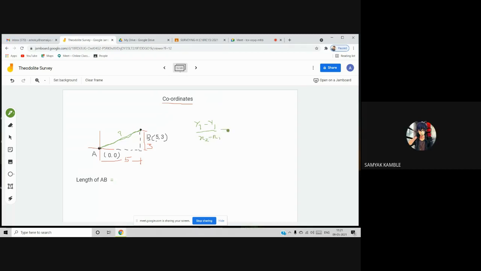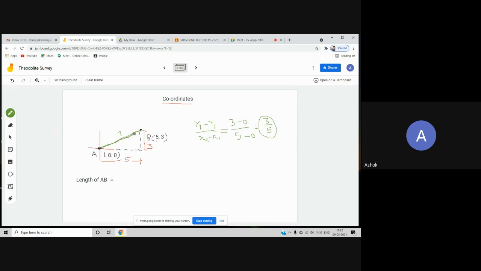So this will give y2 is how much? 3, 3 minus 0. x2 is 5, 5 minus 0. So we'll get 3 by 5. So what is this 3 by 5? This is how we can get length of AB by 3 by 5.